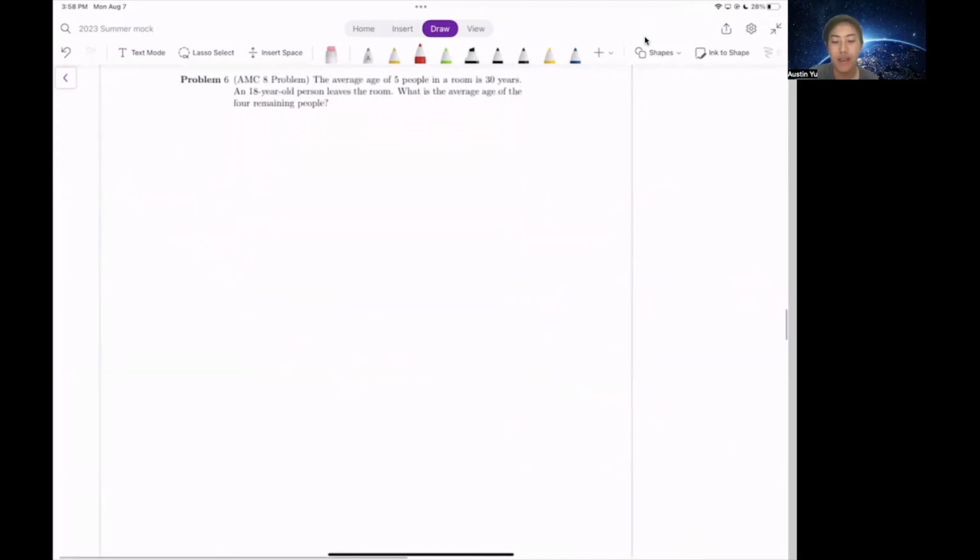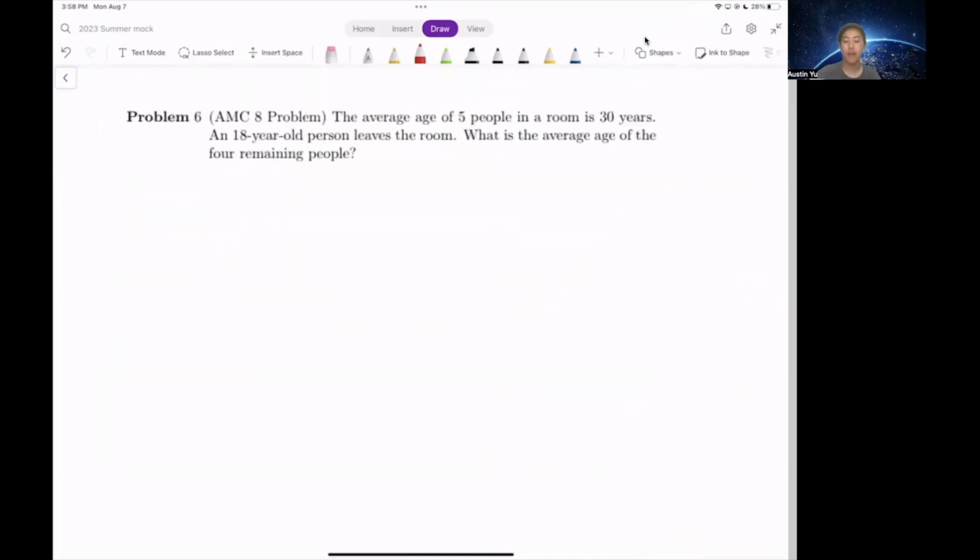Problem 6. The average age of 5 people in a room is 30 years. An 18-year-old leaves the room. What is the average age of the 4 remaining people inside this room? Okay, so for this problem, at the beginning, the total age was 30 times 5. Since the average is 30 and there are 5 people, we can just multiply it back, which is the total age, 150 years old total.